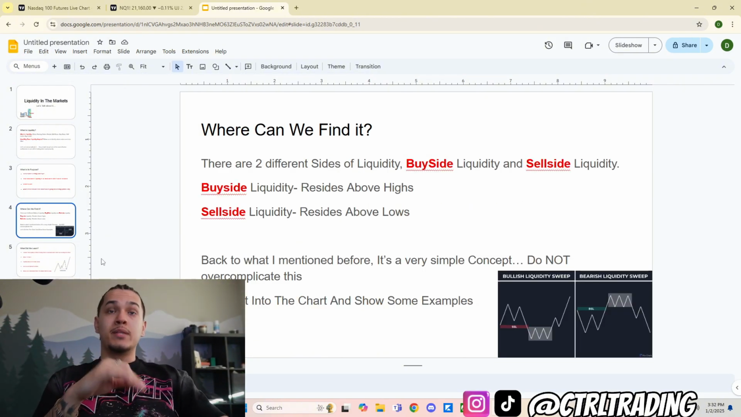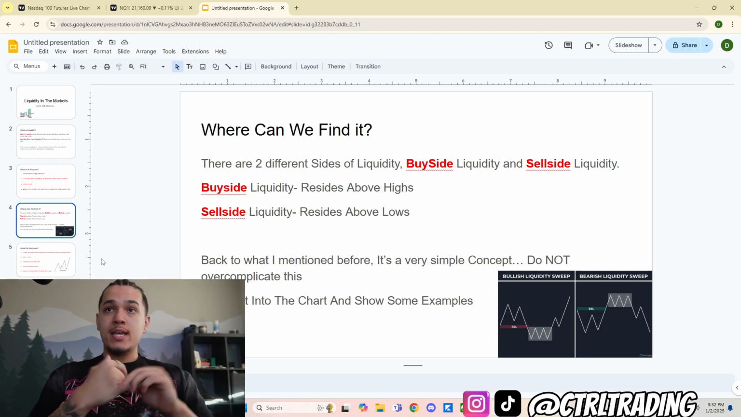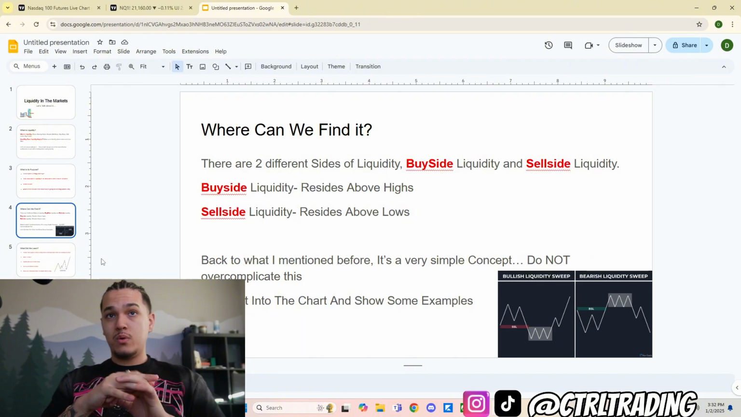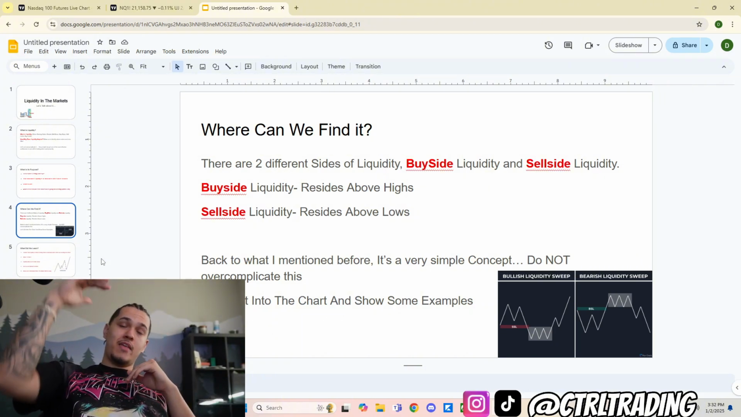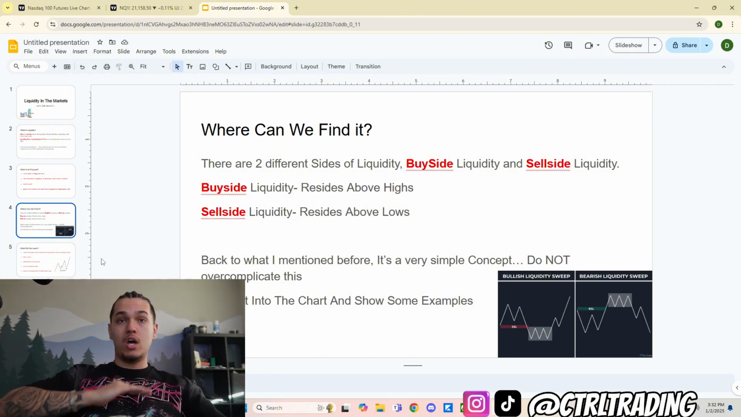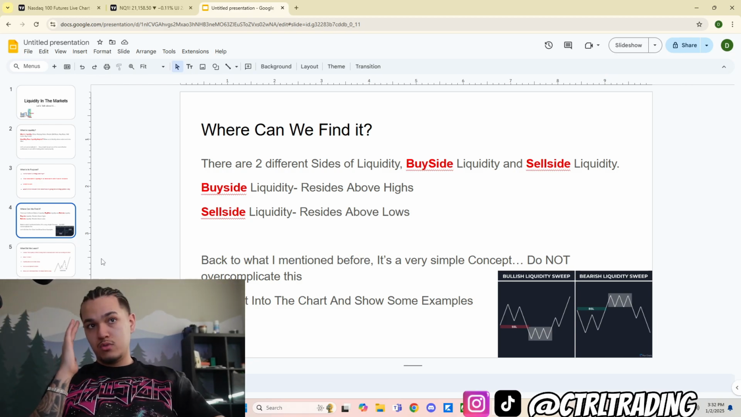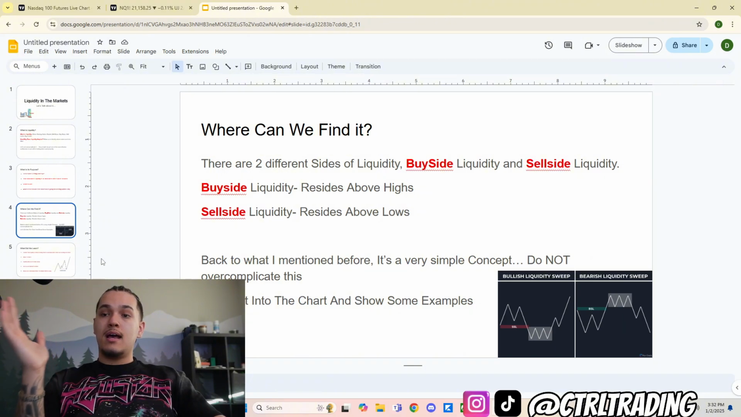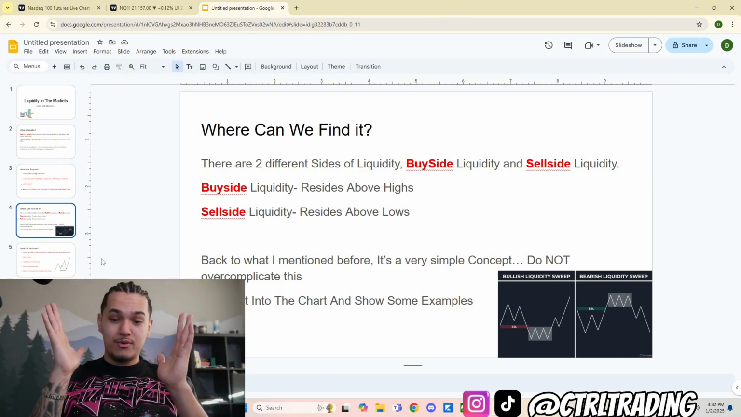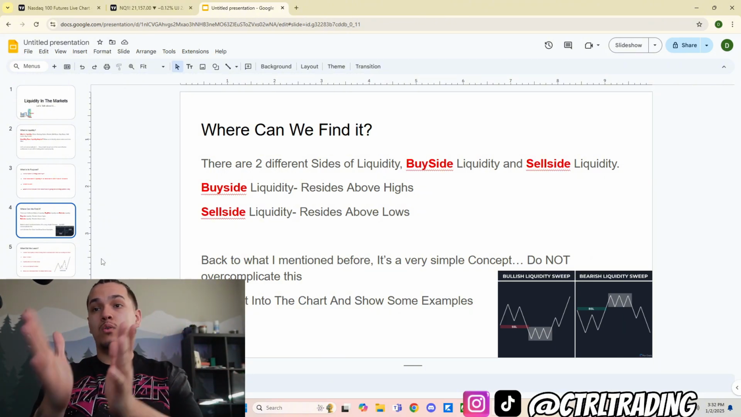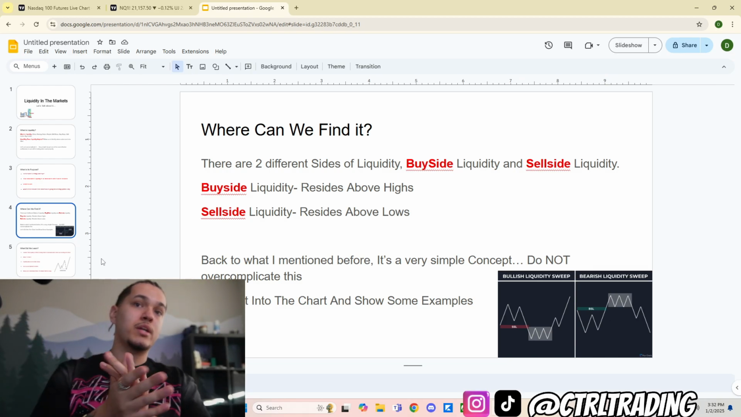Where can we find it? Let me explain something. There are two different types of liquidity, okay? It's going to be your buy side liquidity and your sell side liquidity. Buy side liquidity is going to reside above highs, and your sell side liquidity is going to reside below lows. All right? Back to what I mentioned before, very simple concept. Do not overcomplicate it. I'm going to explain it not only by breaking it down here, but by going into the charts.